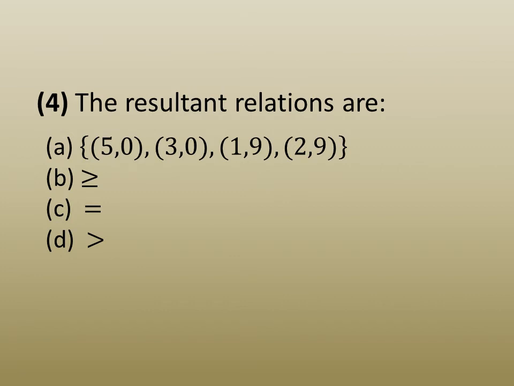Question 4. The resultant relations are the following. Part A. The set comprised of the ordered pairs (5, 0), (3, 0), (1, 9), and (2, 9). Part B. The greater than or equal to relation. Part C. The equality relation. Part D. The strictly greater than relation.